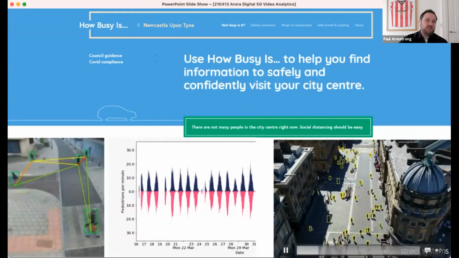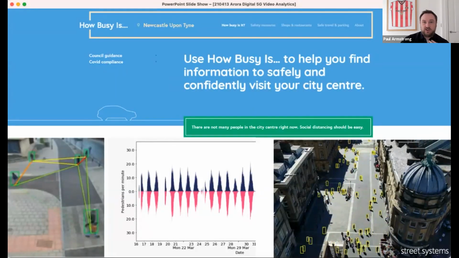So I will just share these. The first example is a project called How Busy is Toon?